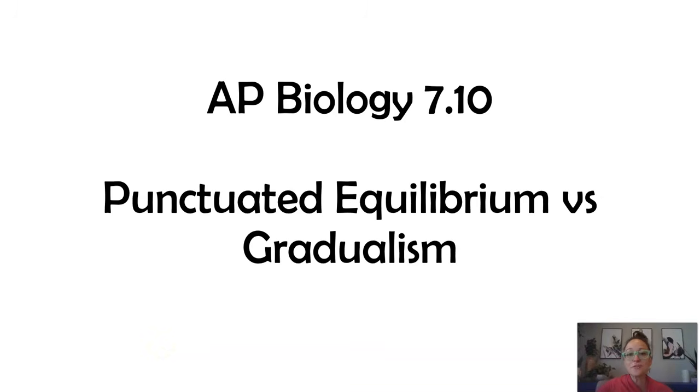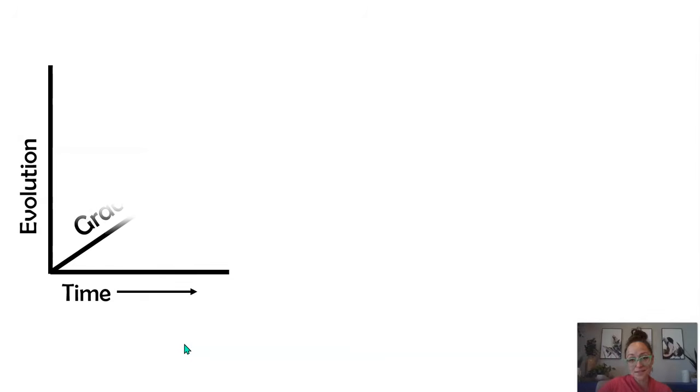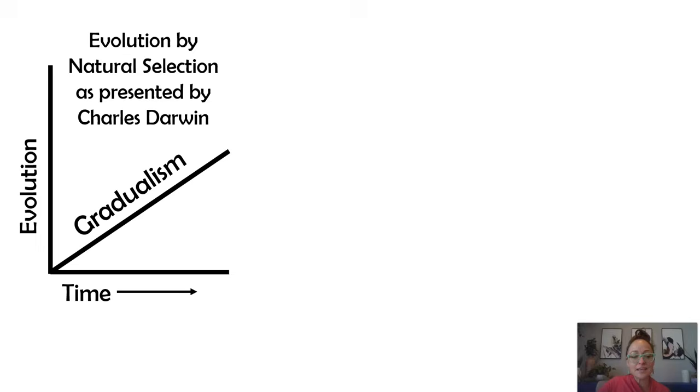Okay, so this short video is comparing and contrasting punctuated equilibrium versus gradualism. So let's go ahead and talk about it. So here we have two graphs. This one is showing us gradualism, which in AP Bio, we focus a lot on natural selection. And in natural selection, it is basically like a lot of gradual changes over time.